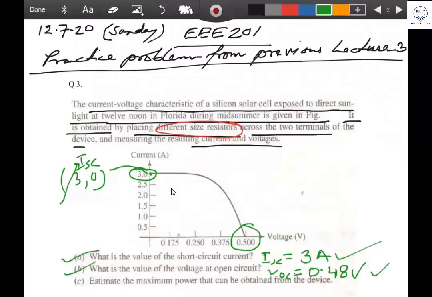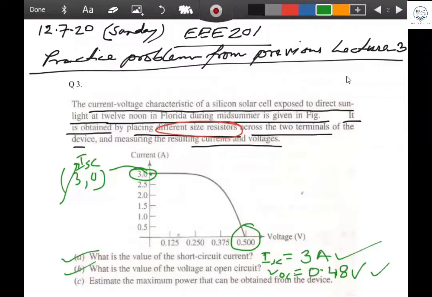There is no approximation. It must be less than 0.5. You must write any value less than 0.5, like 0.4999999, and you will also get full marks. There is no approximation here. It is clearly visible that the point meets the x-axis at less than 0.5. Are you clear? Yes, sir.